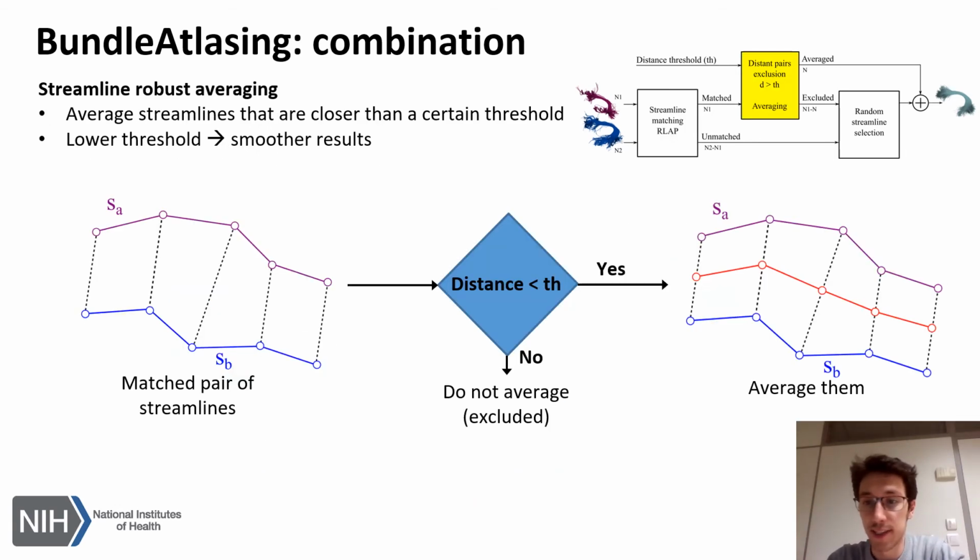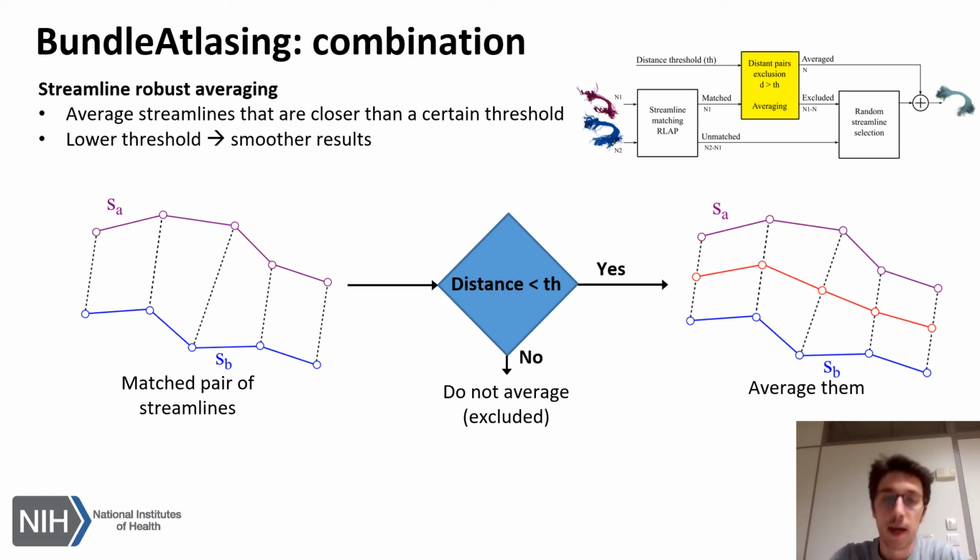The second step of the procedure is what we call a streamline robust averaging. And now we use the matches found by the previous step to perform averaging and aggregate information. So for each pair of streamlines that were matched, we get the distance. So here in the example, let's say that we have two streamlines. Obviously, this is an example. Usually, if those streamlines were matched together, they would be much closer, but it's just an example. So let's say that we have those two streamlines.